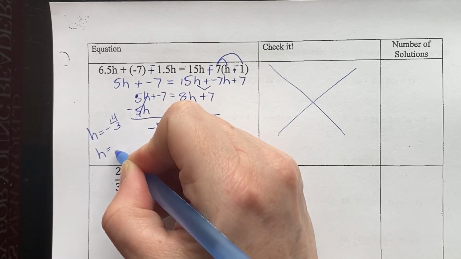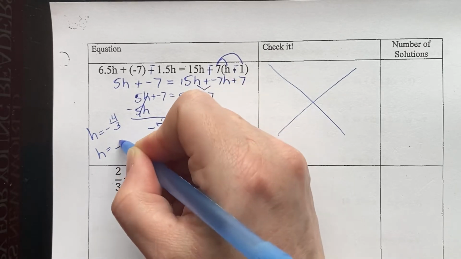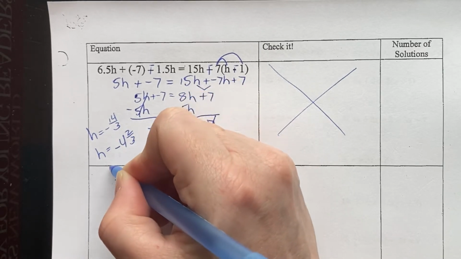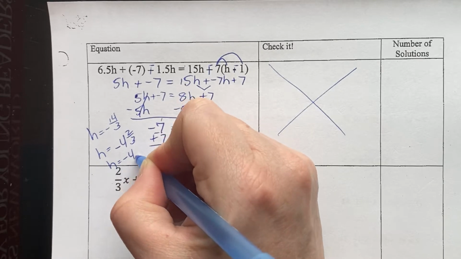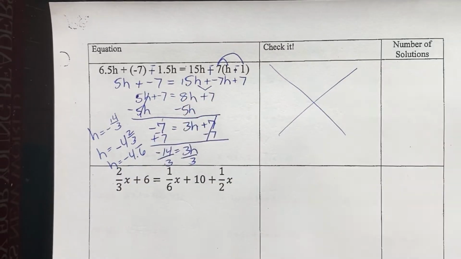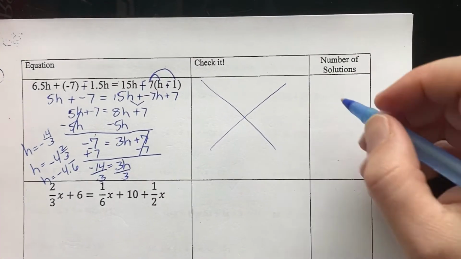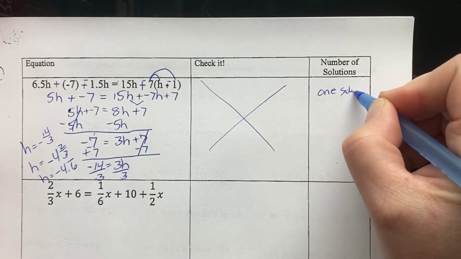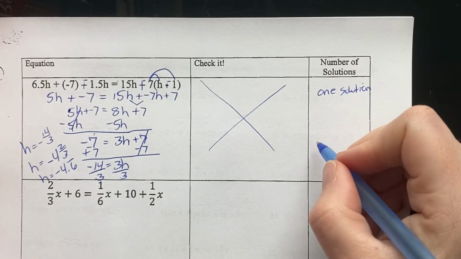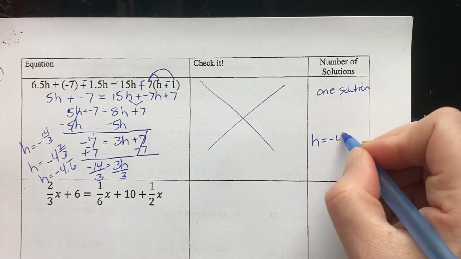a mixed number form is negative 4 2/3. And of course, those of you that love decimals more than anything, negative 4.6 repeating. So the number of solutions, there's one solution. That's not actually the actual answer. The answer is h equals negative 4 2/3.